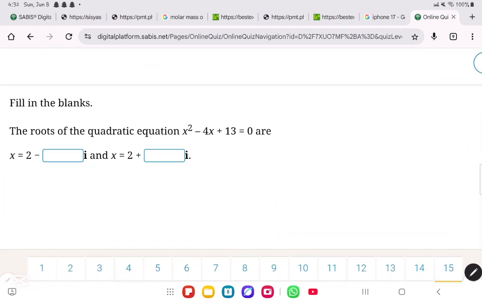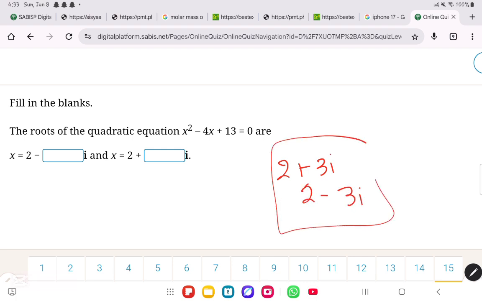Okay, so here they want us to find the roots. For the people that have the option on the calculator, you can do mode 5, 3, and you can put 1 for A, minus 4 for B, and 13 for C. Just put it on the calculator. You will get 2 plus 3i and 2 minus 3i. Just like that, you have your roots.